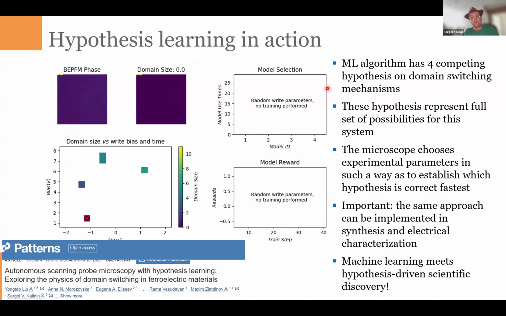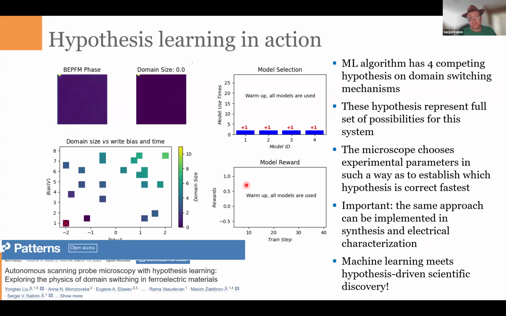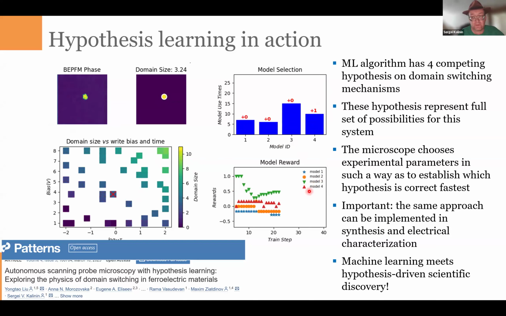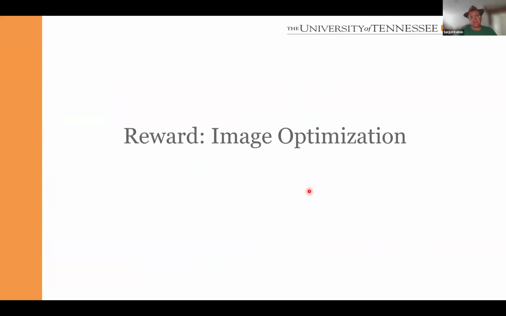And this is how it looks on the back end, where you see how our machine learning agent explores the parameter space of the theory. Here you can see that depending on the model prediction, we give the reward to model 3 more often. And it turns out that for this particular material, model 3 is actually the right mechanism for the domain growth. So this is another example.